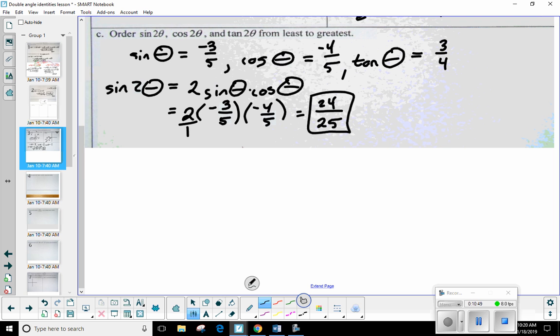Now let's try cosine of 2 theta. I'll write out the identity in just a minute. Remember, there were 3 for cosine of 2 theta. Choose one of the 3 that you want to work with, use that identity, and simplify with the ratio or ratios that you need. Let me give you 1 minute, and then we'll see if we can all get the same response.